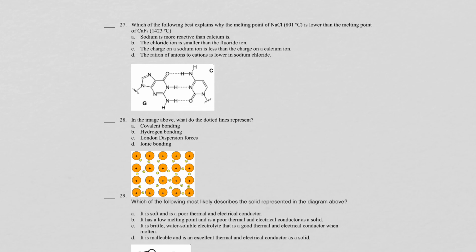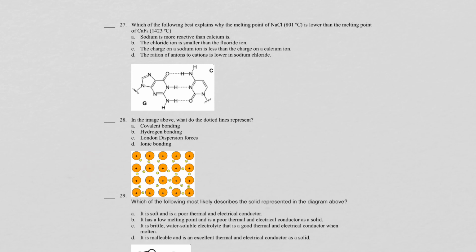All right, these last few questions. 28, we have an image. What do the dotted lines represent? Taking a closer look, hopefully students will realize these dotted lines are not bonding. They're called hydrogen bonding, which is really just an IMF attraction, so B is the answer.